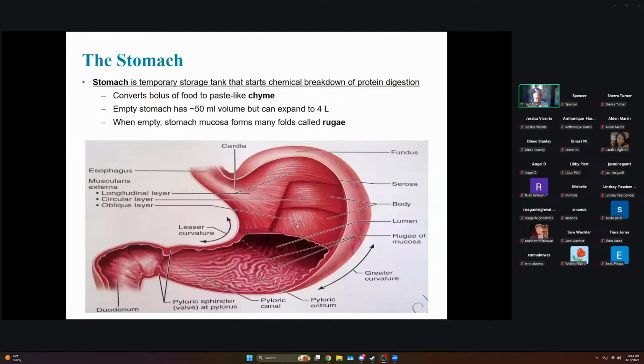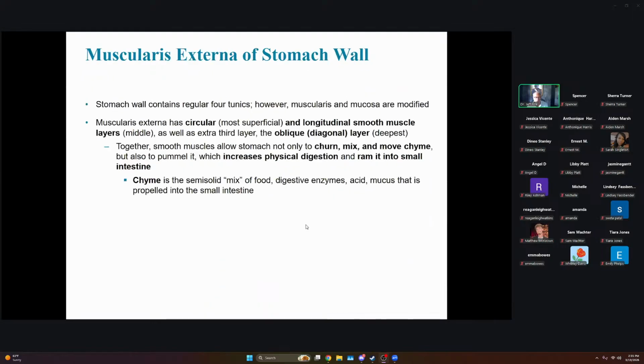And if we go back here, we can actually see these layers: the longitudinal here on the top, the circular layer here in the middle, and then this new layer introduced, which is now the deepest layer, the oblique, and you can see the muscle fibers running on an angle. And all of this is only to add yet additional contractile force, okay?